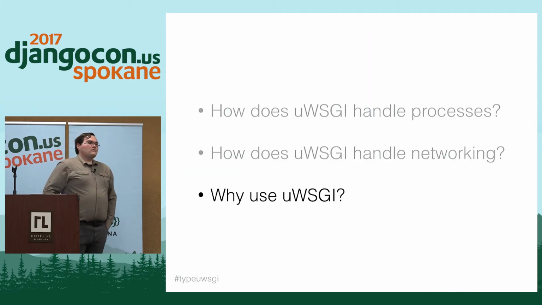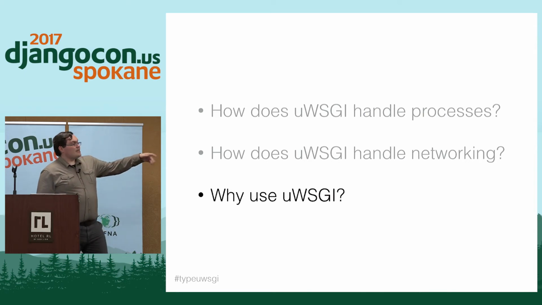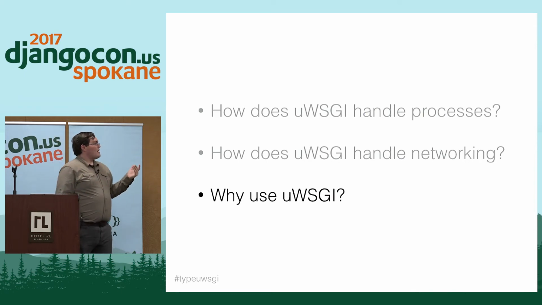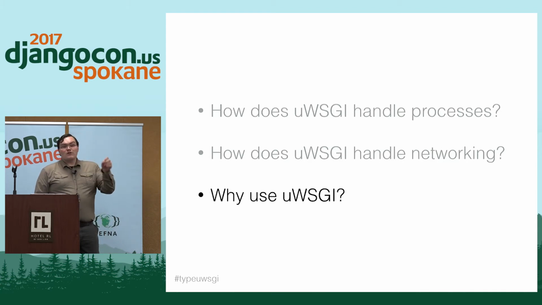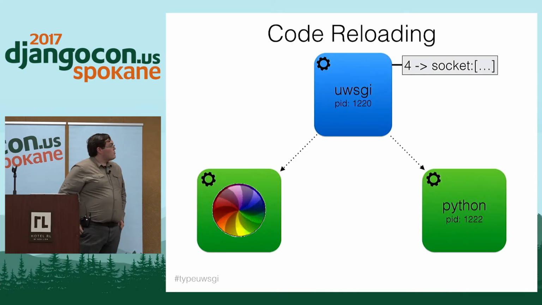So now that we've talked about how uWSGI handles processes, and we've covered a bit about how uWSGI handles networking for handling requests, why would you use uWSGI? The first couple of things that I'm going to talk about are not really specific to uWSGI. They're applicable to any Python application server, but a couple are going to be specific to uWSGI, and I'll call those out. So the first thing is code reloading.